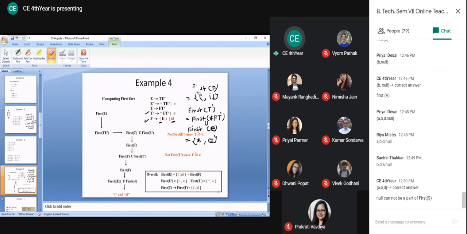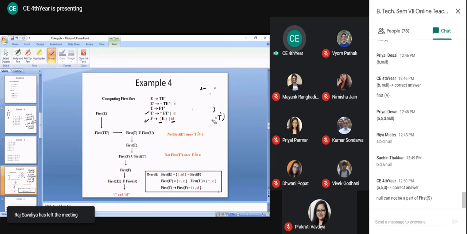Similarly, if I want to find first of E dash, it is plus and null. So that is what you can see here: first of E dash, T dash and F.